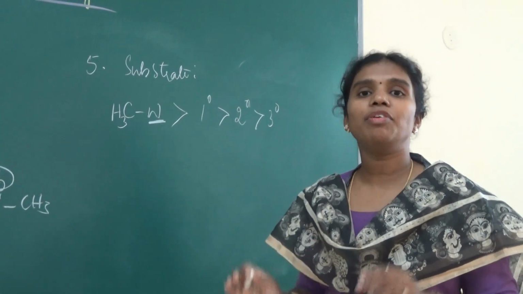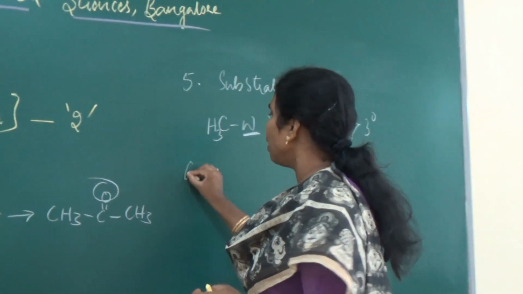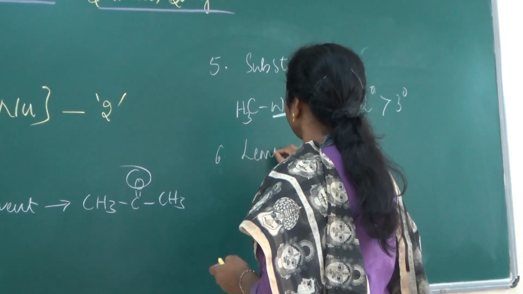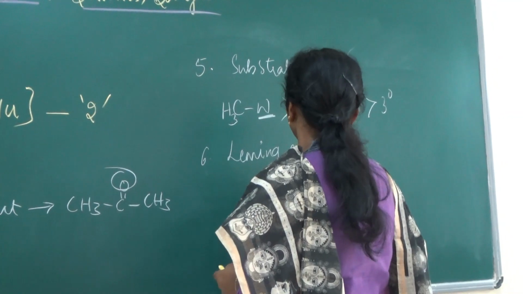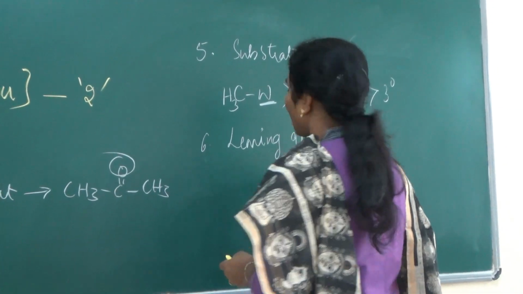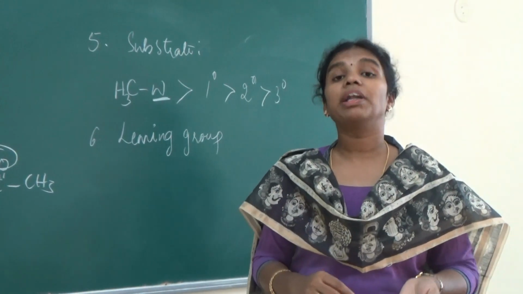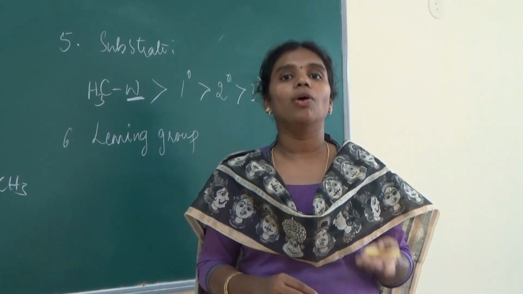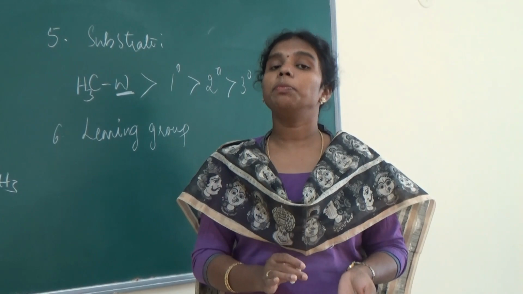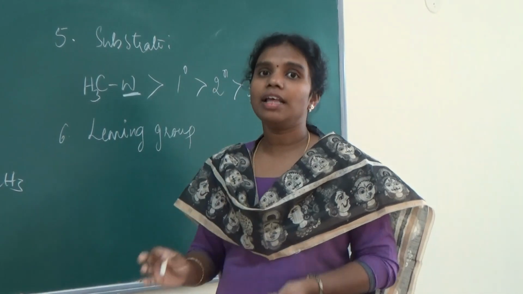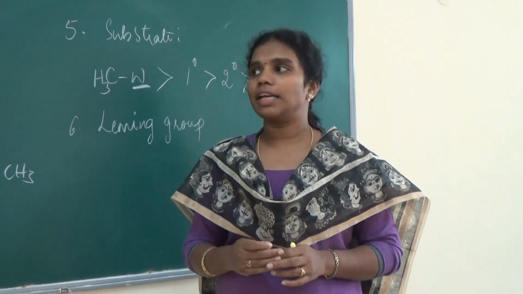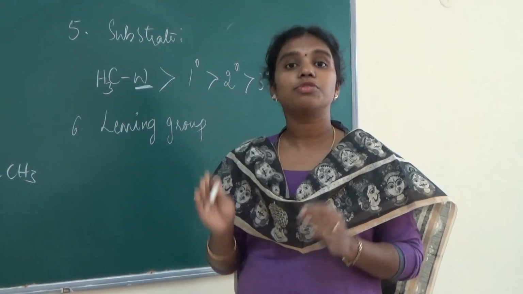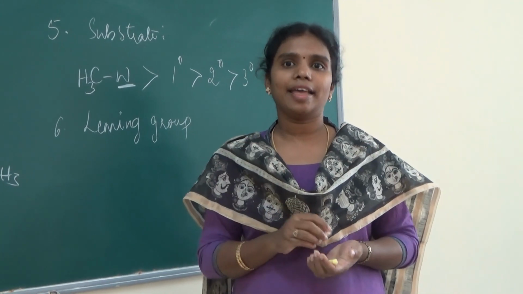So these are the five important points. And the sixth one is the leaving group. So we have leaving groups, which are nothing but electron withdrawing groups like chlorine, bromine, iodine, fluorine. All these leaving groups should be attached to the substrate, then only will they undergo the reaction. So these are the six important points to be summarized when you represent in the examination.